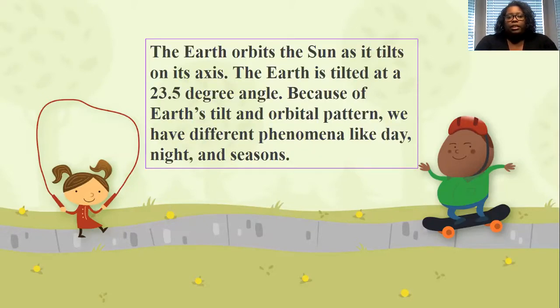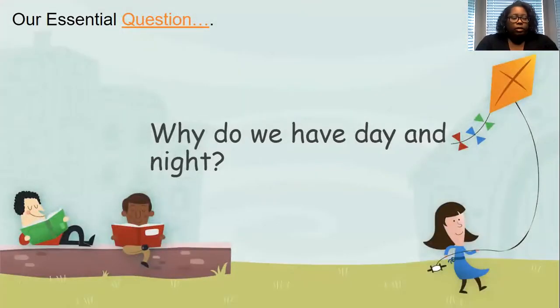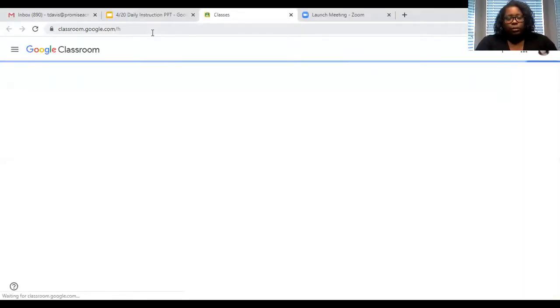All right, so the big idea is that Earth orbits the sun as it tilts on its axis. The Earth is tilted at a 23.5-degree angle. Because of Earth's tilt and orbital pattern, we have different phenomena like day, night, and seasons. So our big question, our essential question is, why do we have day and night? We're going to continue investigating that question in Google Classroom.